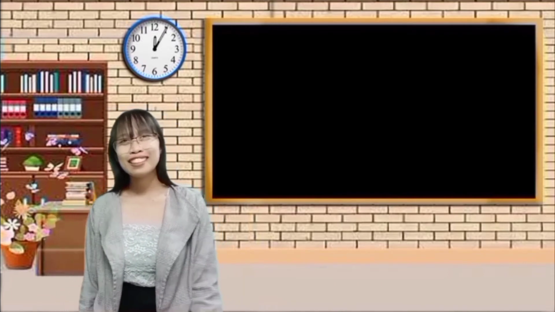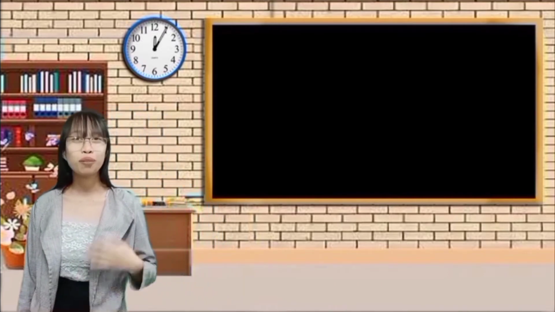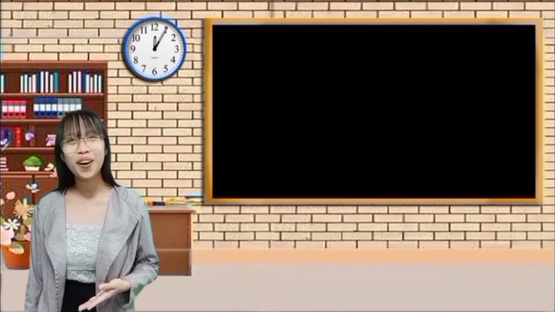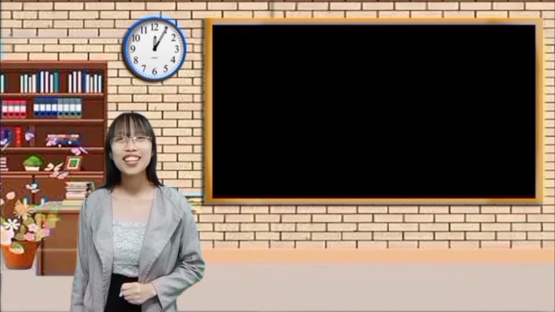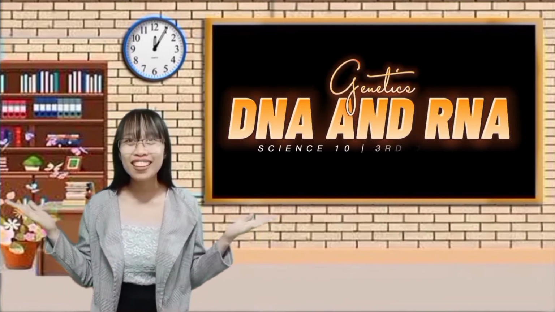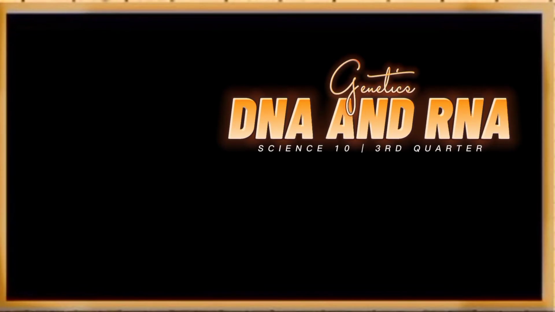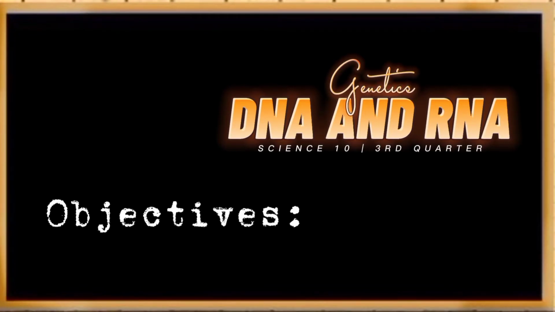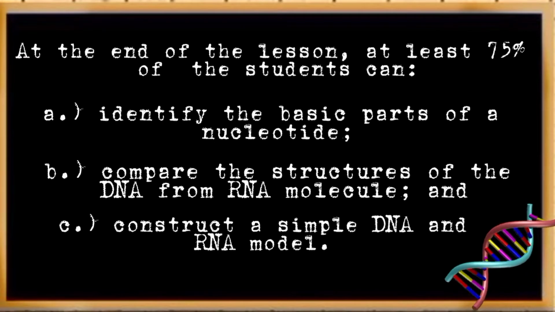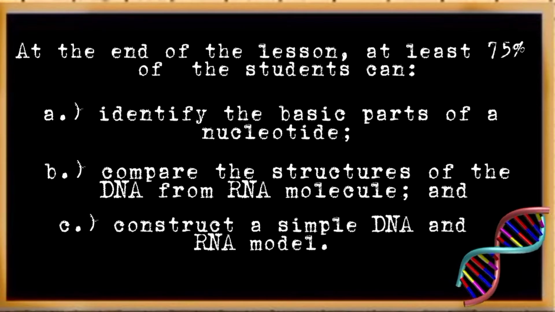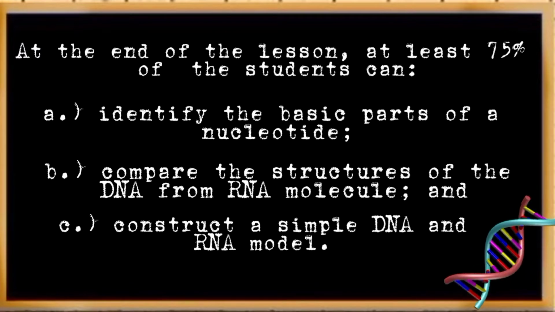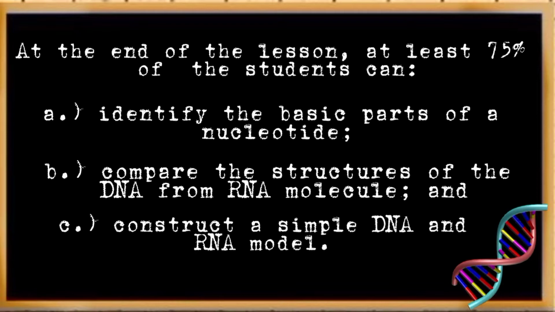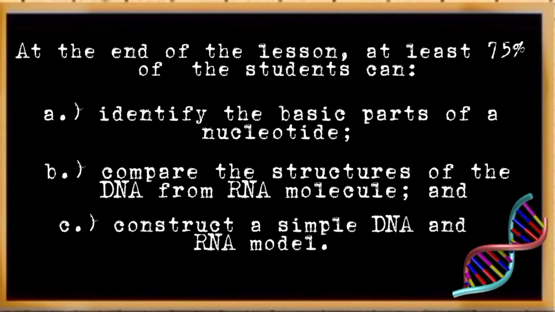So, the idea behind the pictures I flashed earlier is related to our topic for today. Our lesson for today is all about DNA and RNA. And here are the objectives. At the end of the lesson, at least 75% of the students can identify the basic parts of a nucleotide, compare the structures of the DNA from RNA molecule, and construct a simple DNA and RNA model.